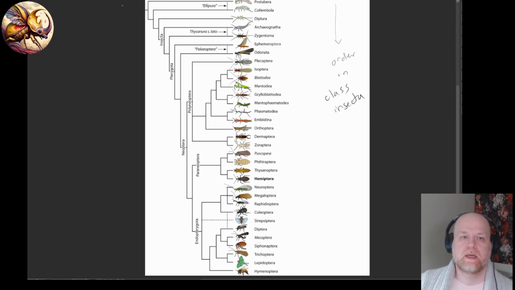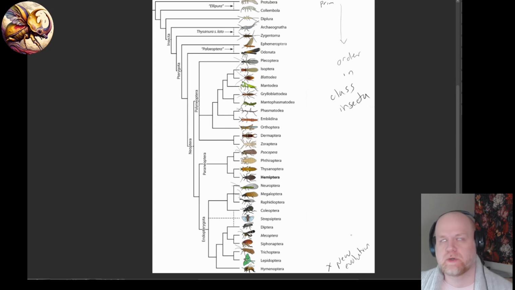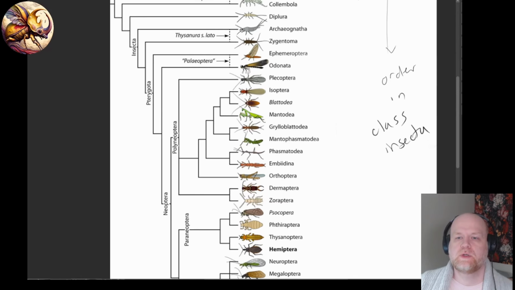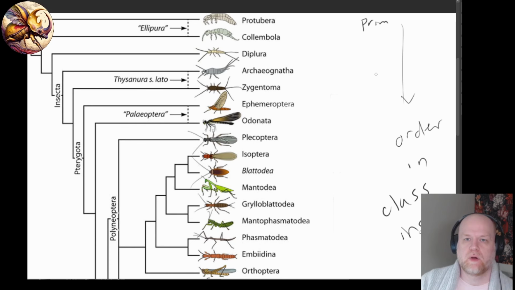So when we zoom in here, when you're reading this, you'll read it from top to bottom. Up here is the most primitive. So this is the most primitive. And down here are the newer evolutions. All of these are extremely old groups, but they're the newer evolutions. Whereas some of these more primitive ones have been around for a very long time.